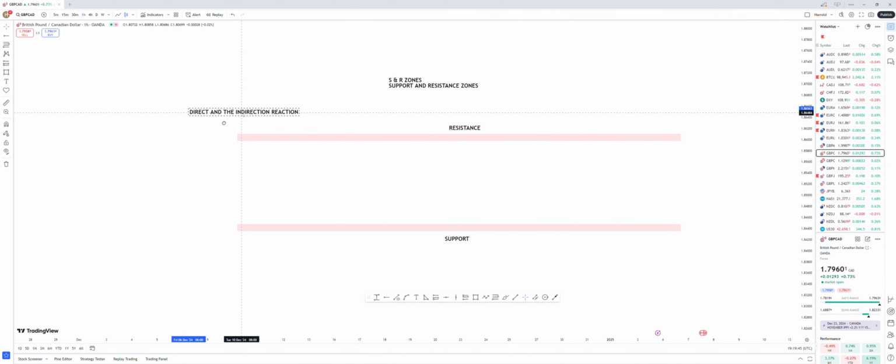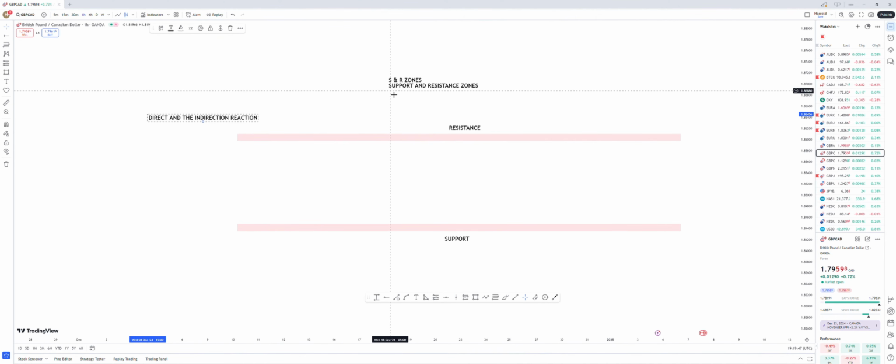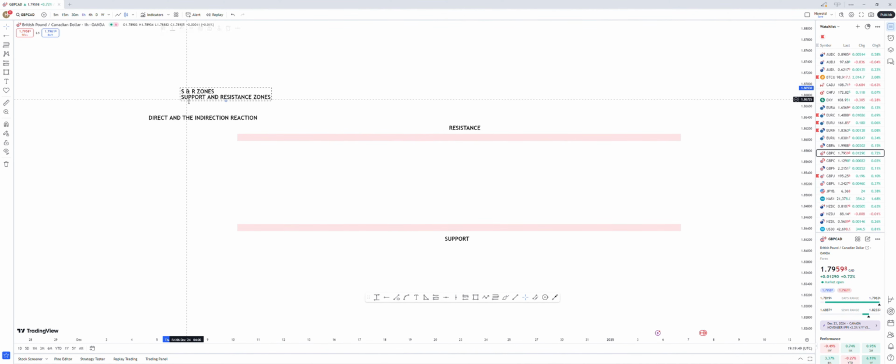Do you understand? So for the direct reaction, this is what you're going to have. You're going to have price coming to the support like this and bouncing to the upside. And for the direct reaction on your resistance, price coming to your resistance and bouncing to the downside. And for the indirect reaction, that's what we call the break and retest. And that's what we are going to be talking about today.